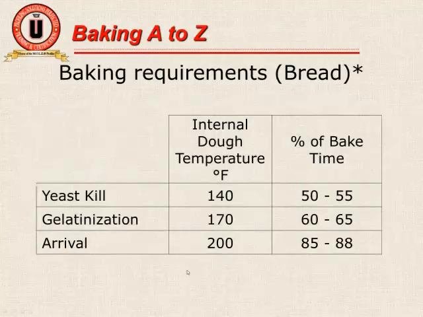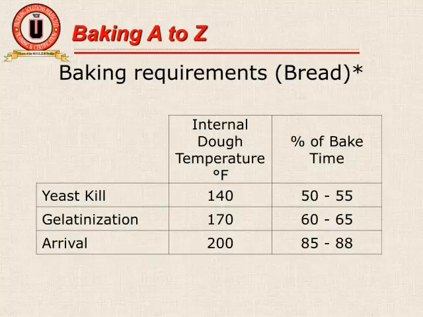Most bread baking requirements demand the following: yeast kill at around 140 Fahrenheit, gelatinization around 170, and arrival at around 200. And we're shooting for roughly yeast kill between 50 to 55% of the bake time, gelatinization between 60 and 65, and finally arrival between 85 to 88 or 90% of the total bake time. These are typical targets that you're shooting for as you bake bread.